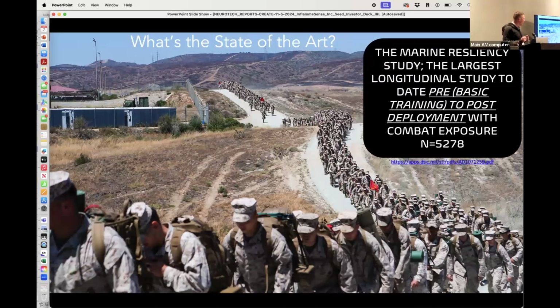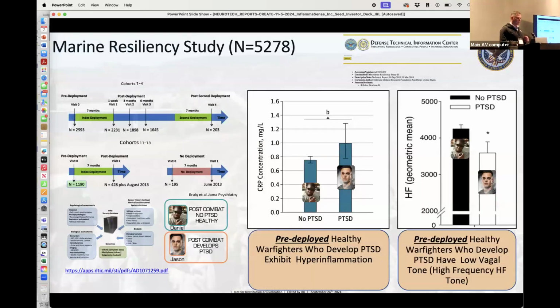So what's the state of the art? This is the Marine Resiliency Study that was run out of UCSD, part of our neuroscience unit. It's 5,270 soldiers at Camp Pendleton that were monitored before they were ever sent to war. The question is, can we identify soldiers who are at risk for mental health disorder before they're ever sent out? And the answer is, indeed, yes. There are around 40 different papers out there from this study.